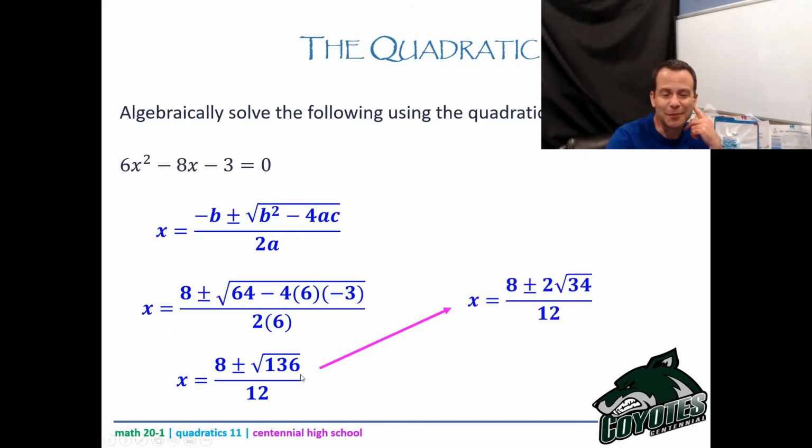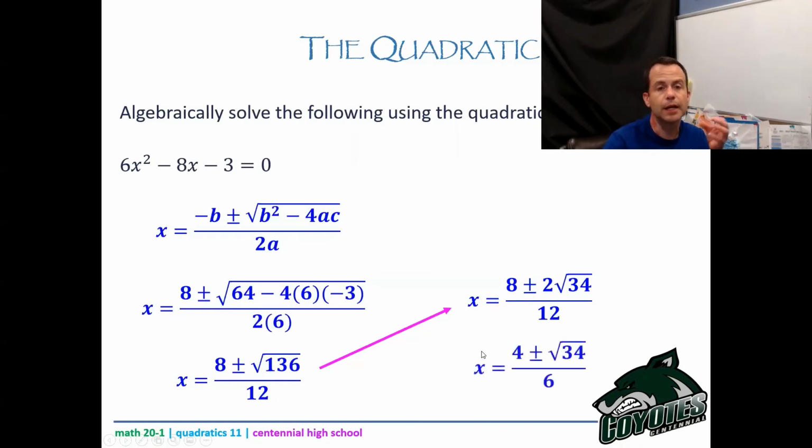And so I'm looking at 4 times 34 is 136. So the 4 comes out and becomes a 2. That's where 8 plus or minus 2 root 34 all over 12 is coming from. Now, when I look at these three terms, they can all be reduced by 2. So I will go ahead and do that. That way my answer is in simplest form.